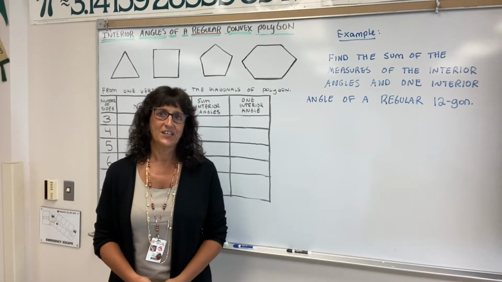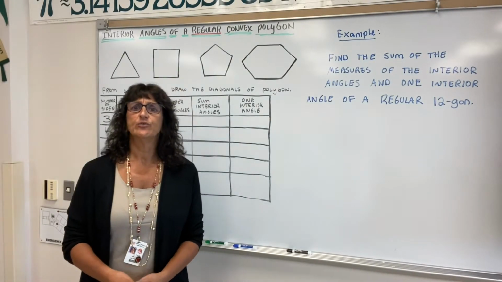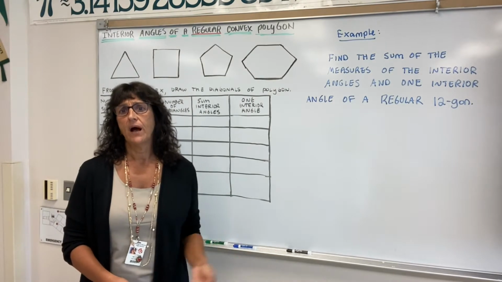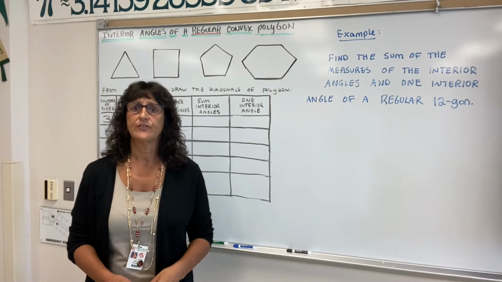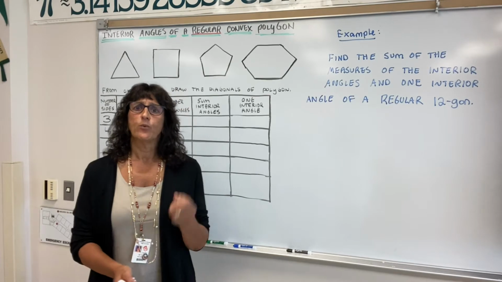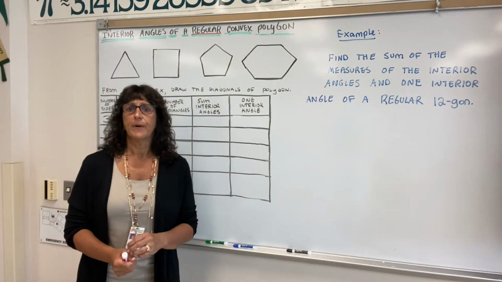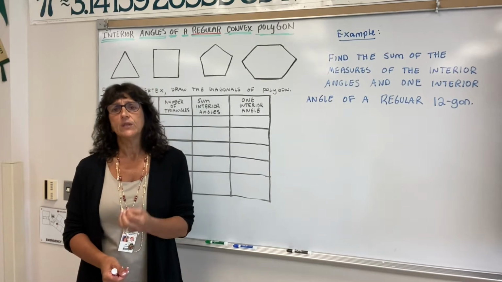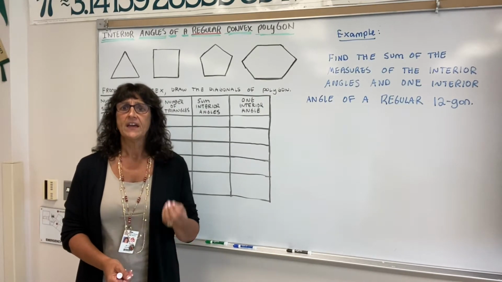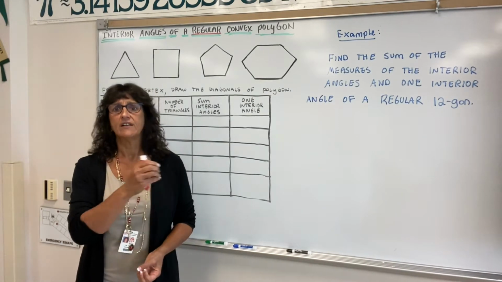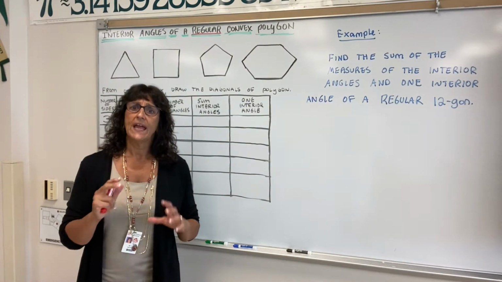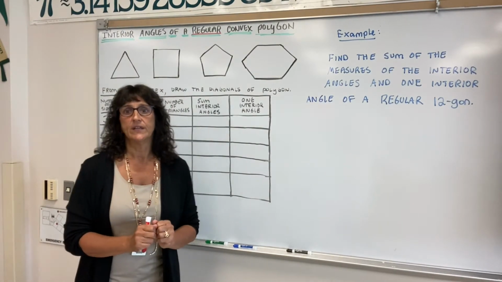My name is Dr. Tishan, and in this video we are going to look at regular convex polygons and their interior angles. Let's start by talking about what is meant by a regular polygon. When you see the word regular in front of a polygon, it means your polygon is both equilateral and equiangular. Equilateral meaning the sides are all equal in length, and equiangular means all the angles are equal in measure.